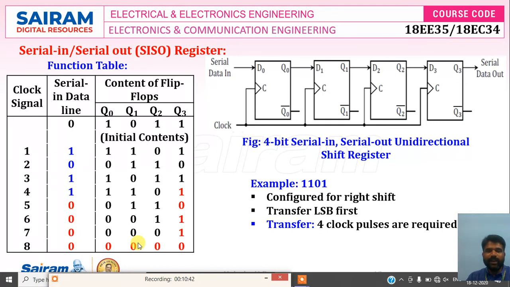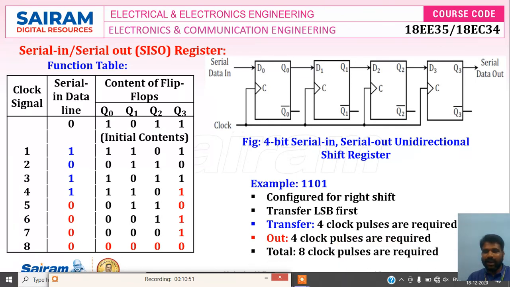So to get the data out, 4 clock pulses are required. Totally we require 8 clock pulses to perform the serial in, serial out operation. We need 8 clock pulses. So this is the configuration of a 4-bit serial in, serial out unidirectional shift register.